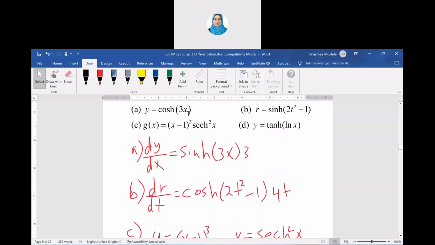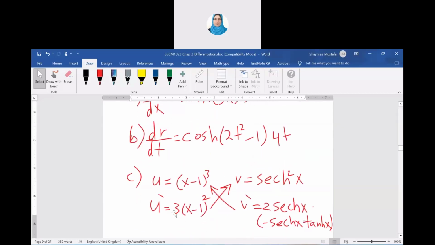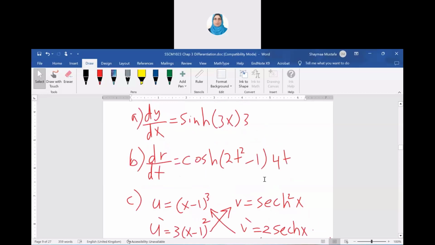So the first function, (x minus 1) cube, its derivative: the power becomes 3(x minus 1). 3 minus 1 is 2, this is the new power. It should be multiplied by the derivative for the function inside, which is equal to 1. So this is why we didn't write it.